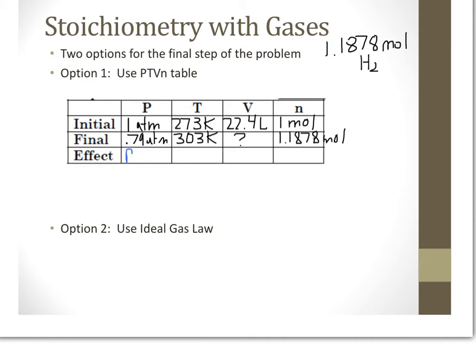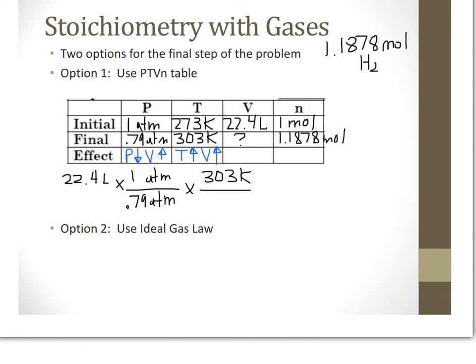So if pressure went down, the effect that would have on volume would be to cause volume to go up. So our first step in our calculation, 22.4 liters, times we need a volume going up fraction out of pressure, which would be 1 over 0.79. The effect of temperature is next. Temperature went up. That would affect volume and cause volume to go up. So we need a going up fraction, 303 Kelvin over 273 Kelvin.